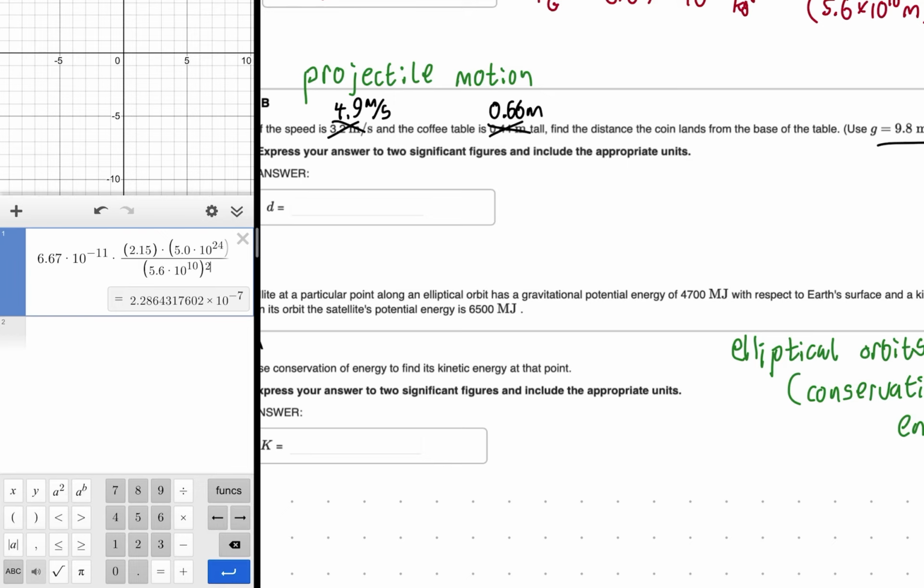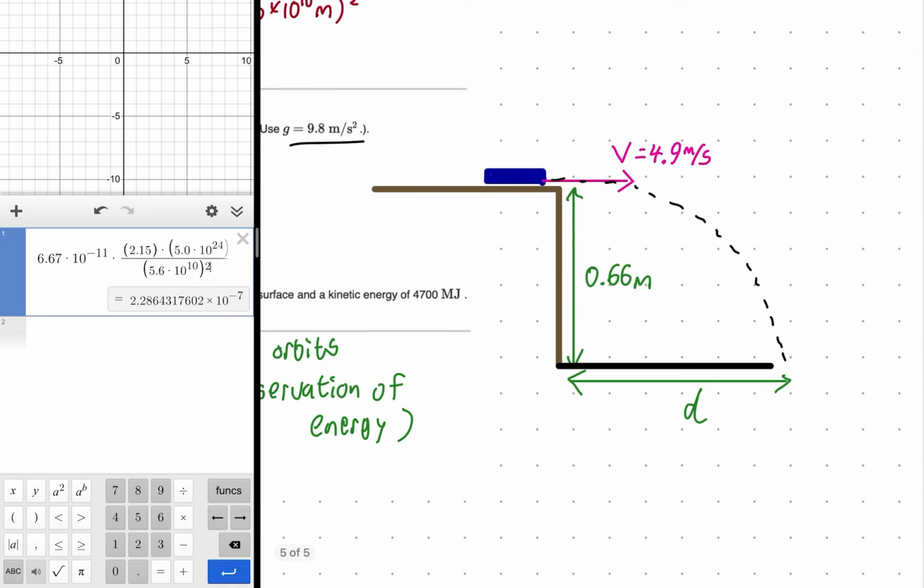Now, the coin sure picks up speed, but all the speed it picks up is from its vertical motion. So yeah, it's going faster when it hits the ground, but only because it's picked up a certain vertical motion, because initially it had zero vertical motion, right? So we can be absolutely confident that this 4.9 does not change throughout the entire parabolic path of our projectile.